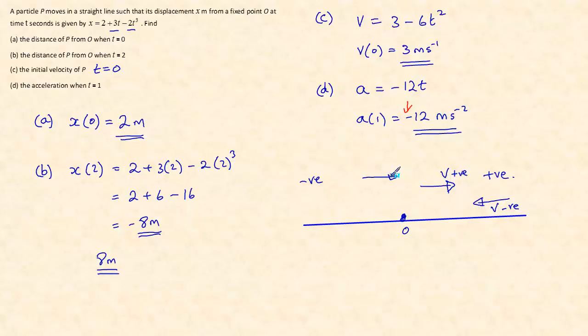Acceleration to the right is positive, acceleration to the left is negative. So if we look at part C, that's a positive 3 telling me that it's travelling this way at 3 meters per second, but a negative acceleration when t is 1 tells me that the acceleration is to the left.